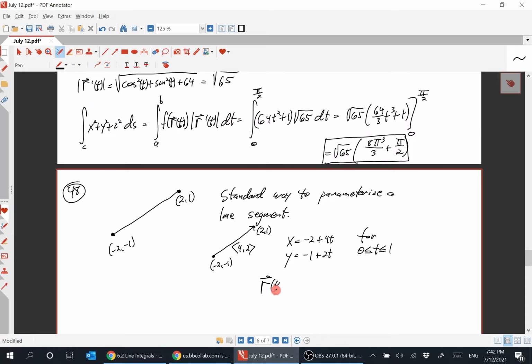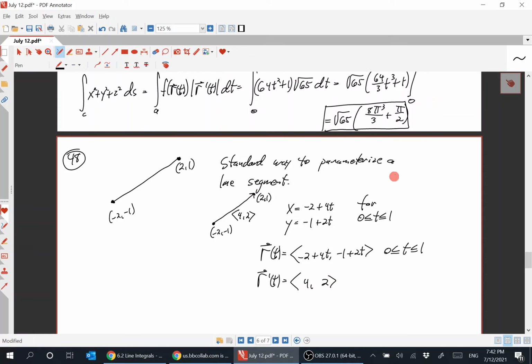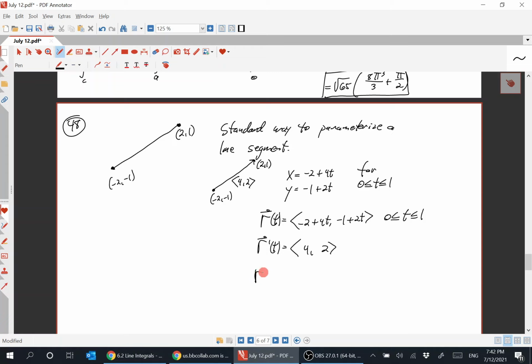So r of t is equal to <-2 + 4t, -1 + 2t>, for 0 ≤ t ≤ 1. R prime of t is just this vector, and the length of r prime of t is going to be 2 times the square root of 5. This is 2 times the vector <2, 1>, and <2, 1> has length square root of 4 plus 1, which is 5. So 2 square root 5.